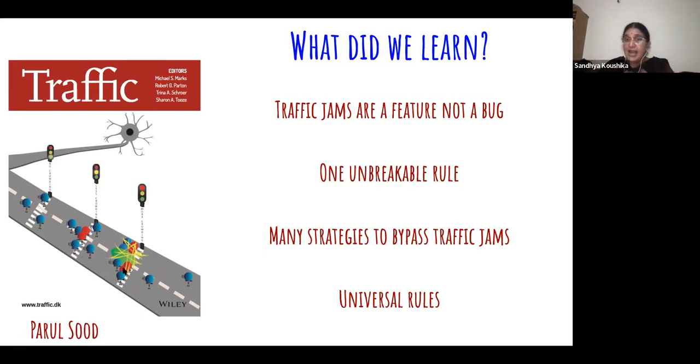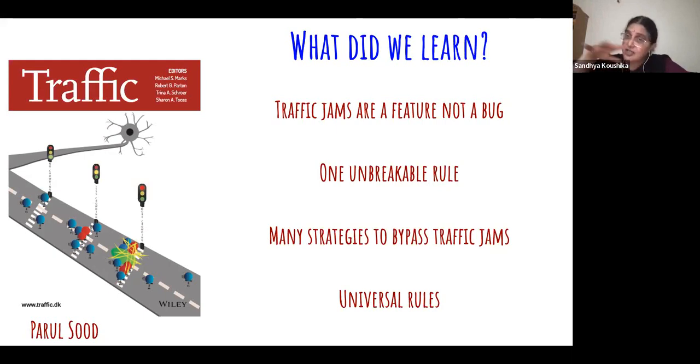So what I would like you to think about: neurons sense, integrate, and transmit. That's one of the major functions of the nervous system. Traffic jams are a feature of movement in healthy neurons. They are not a bug. And there is one unbreakable rule. If there's no space in front of you, you cannot move ahead and you will come to a stall, just as you would on Indian roads.